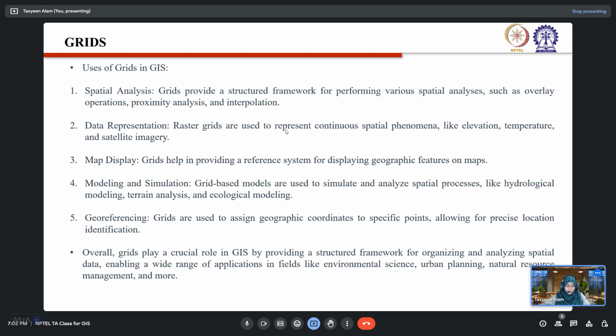This is very common, and I'm sure you are using it as well by this time. Grids are used to assign geographic coordinates to a specific point or to many other points, allowing precise location identification on the real world in your digital data model. So overall, we can say that grids play a crucial role in GIS as they provide a structural framework for organizing and analyzing spatial data. It enables a wide range of applications in different fields like environmental science, urban planning, natural resource management, and many more.